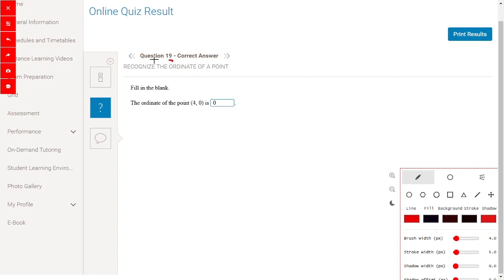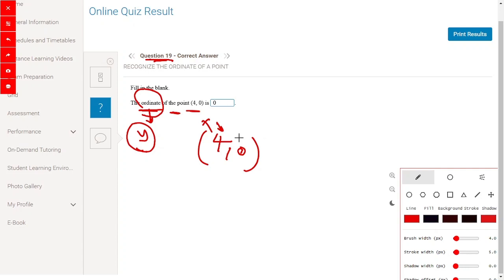Question 19. Fill in the blank, the ordinate of the point 4 and 0. I have the point 4 and 0. Ordinate of a point means the y coordinate of the point. So here this is the x, this is y, so the ordinate is y. So it will be 0. 4 is the abscissa, okay? And y is the ordinate.